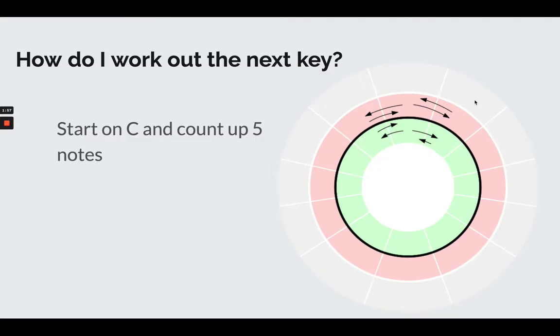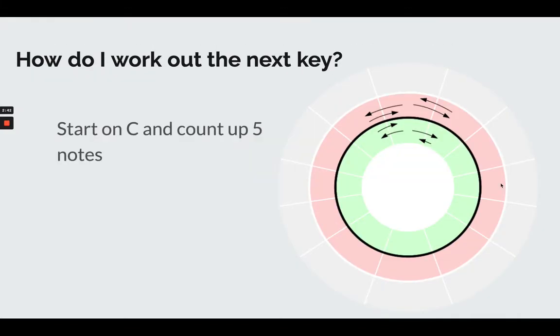So now we need to count up 5 notes from G to work out the next slot around the circle. G, A, B, C, D. Brilliant. So we know that this one is going to be D. Let's try another one. Starting on D and counting up 5 notes. D, E, F, G, A. Great. So going back to the top of the circle, we have C, up a perfect fifth to G, up another 5 notes to D, up another 5 notes to A.